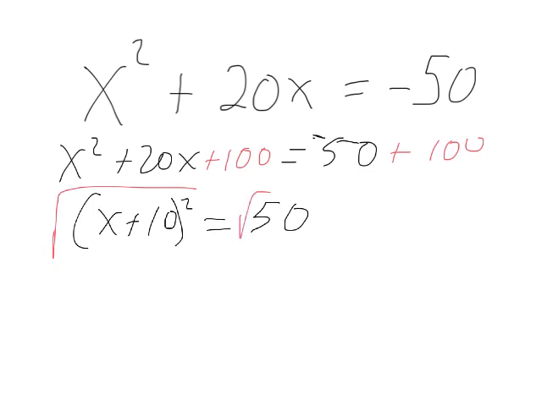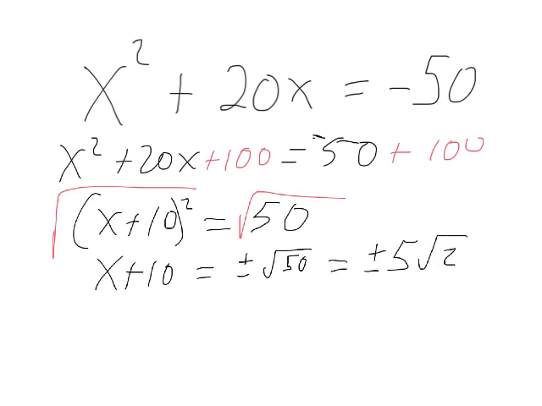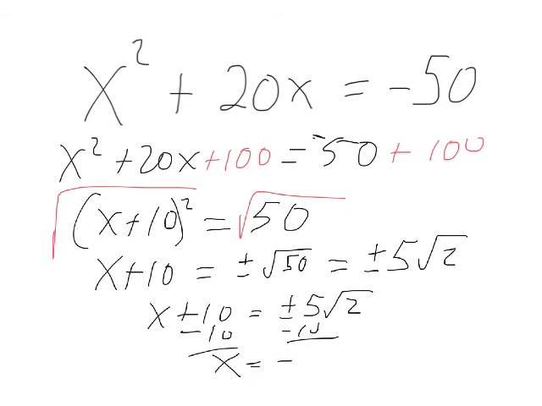Now I'll take the square root of both sides, and I'll end up with x plus 10 equals positive and negative square root 50, but 50 is just 25 times 2, and 25 has a square root of 5. So I'm really going to write this as positive and negative 5 square root 2. Remember, when we can simplify our radicals, we do simplify our radicals. So if I have x plus 10 equaling positive and negative 5 square roots 2, I can subtract 10 from both sides. I'll end up with x equals negative 10 plus and minus 5 square root 2.